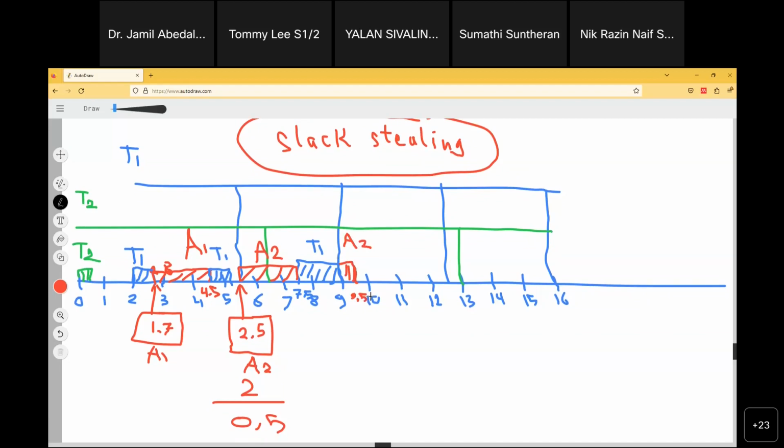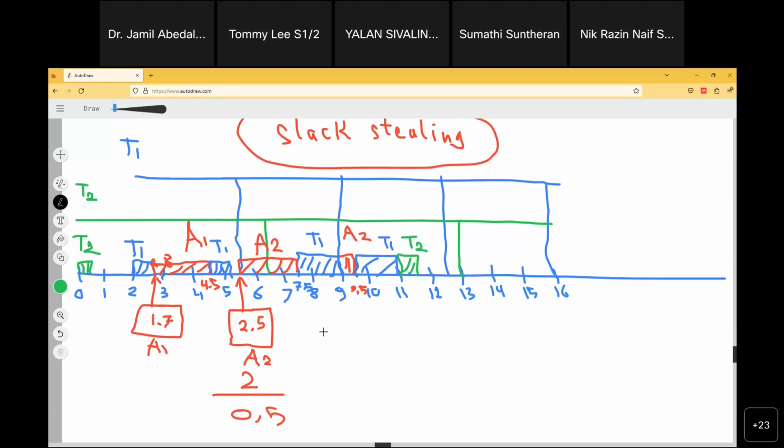9.5, done. Then task 1, how many units of task 1? 1.5, correct? So from 9.5 until 10 is half a unit, then plus 1 unit. This is task 1. And task 2, half a unit, from 11 until 11.5. So there is no missed deadline. Done.